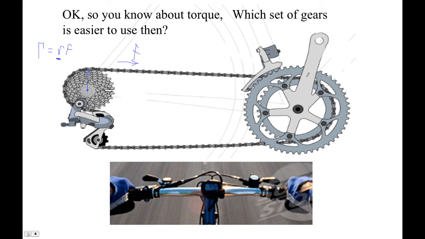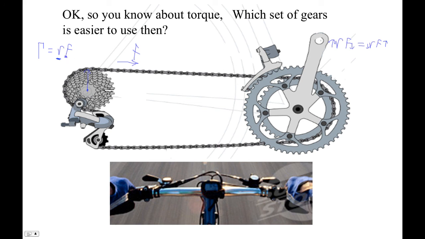And then on the front two chain rings, let's look at this. For these guys, the torque is the same. So RF for the big ring equals RF for the small ring. If the gears share the same axis, they all have the same torque. So this guy has a big radius, which means it's a small force. If this is a small radius, it's a big force. So the small chain ring actually exerts the most force.